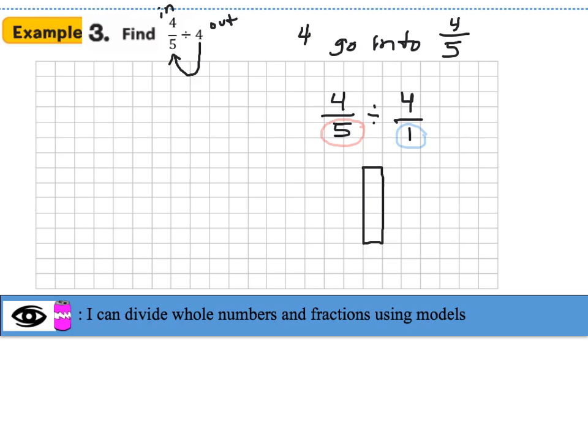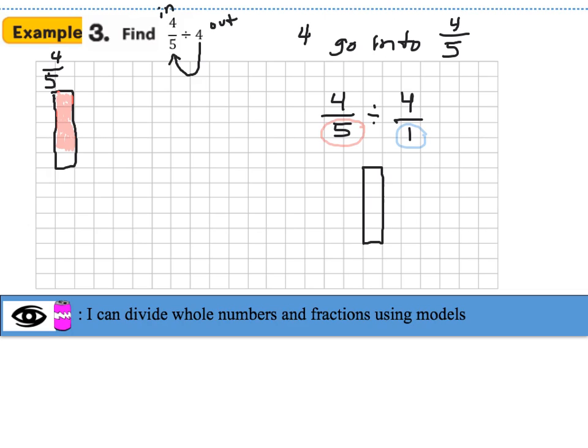Okay? So using that, I'm going to go ahead and just recreate that model, which is our 1, 2, 3, 4, 5 by 1 model. And that's going to represent our dividend, which is 4/5. So I'm going to take a highlighter, and I'm going to go ahead and color it. But I'm not going to color the entire thing because I want only 4/5. So that's what the dividend tells me, is I only get 4/5 of it. So I'm going to color just 4 out of the 5.